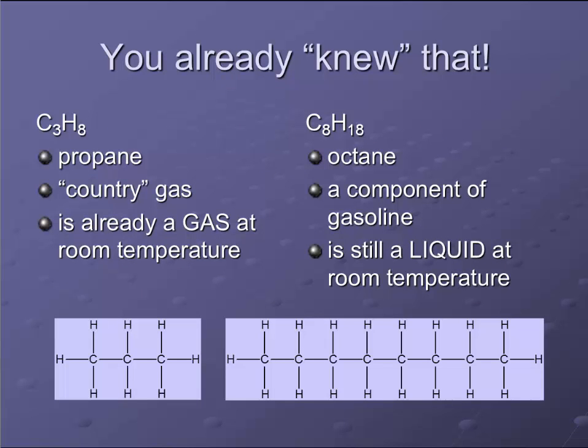And you kind of already knew this one if you recognized the compounds. C3H8 is propane or cooking gas. It's a gas already at room temperature. They have to liquefy it to bring it out and put it in the tanks. C8H18, octane, is a major component of gasoline. It's still a liquid at room temperature. In other words, it has not yet reached its boiling point. It has a higher boiling point than propane.